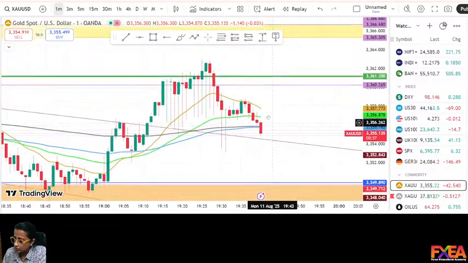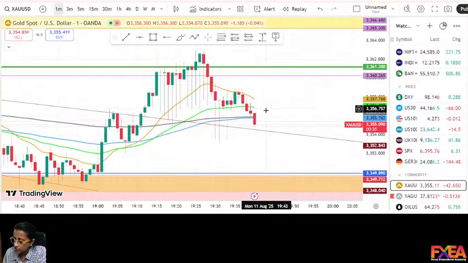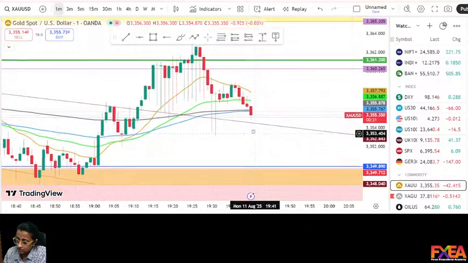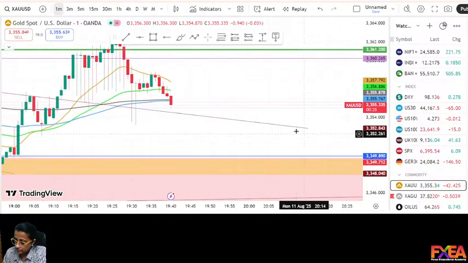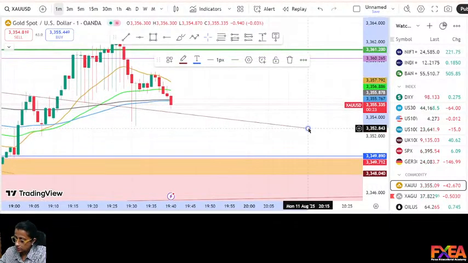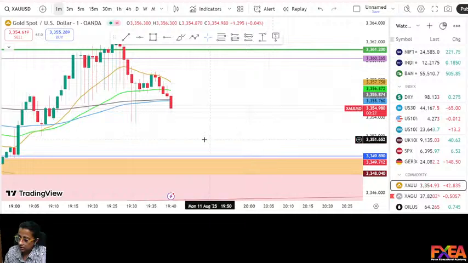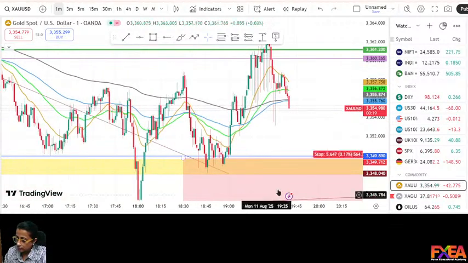Gold is falling down, so those people who have kept the selling trade downwards, okay, this is a good trend line. This is a previous trend line which I drew. I'm just deleting this trend line. I don't want this trend line right now. This was a previous trend line.